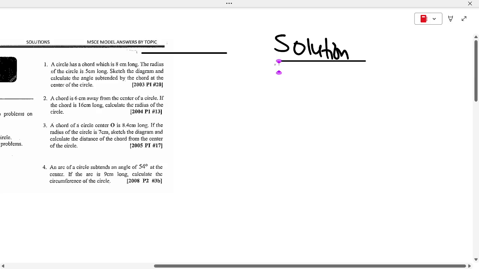Alright, so let us see question 4. I know some of you may be able to solve it, but many can fail on this question. Let us just look at it together.